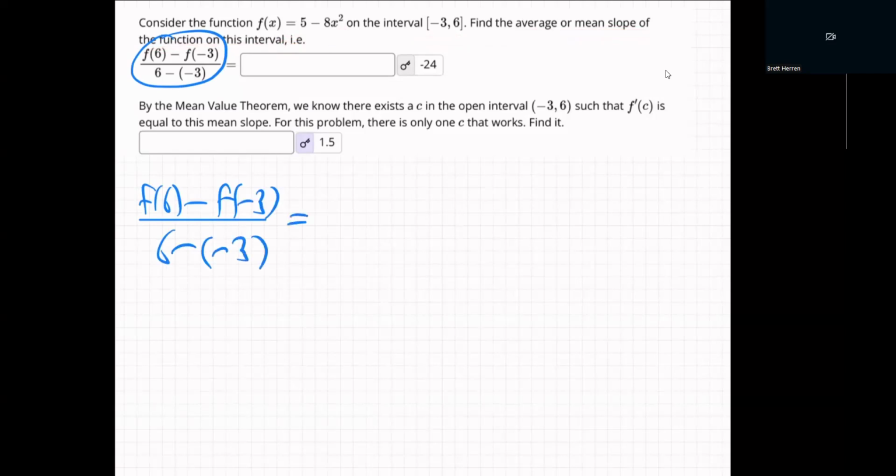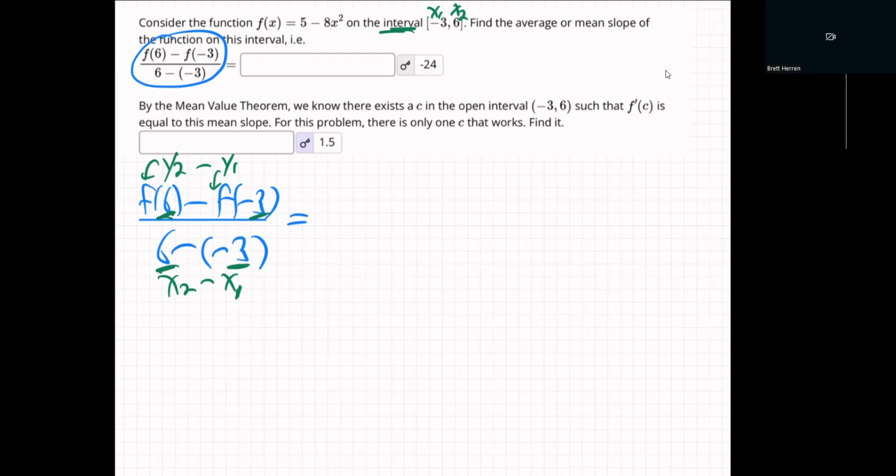You know what that formula is? That is y2 minus y1 over x2 minus x1. You know how we do a slope formula, difference of y's over difference of x's, right? f values are y values. The two points are 6 and negative 3. This is the x1, x2. They're both x, but they're an interval. An interval means it's not xy, it's xx, right? x1, x2.